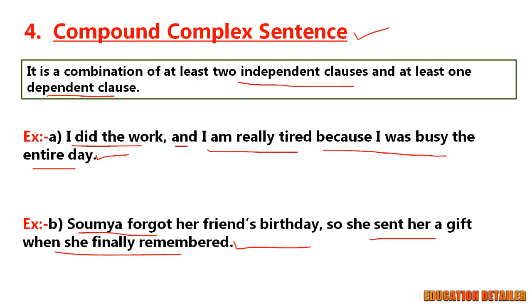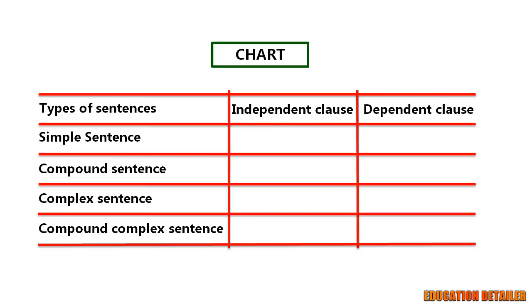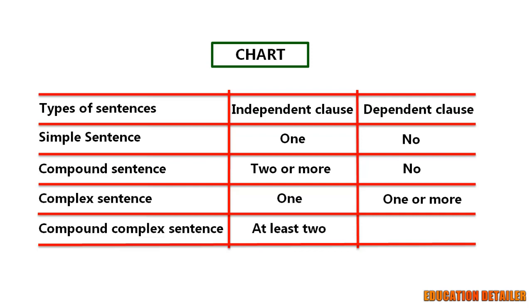Now let me show you quickly the chart of types of sentences. A simple sentence has only one independent clause, no dependent clause. A compound sentence has two or more independent clauses. It doesn't have any dependent clause, like a simple sentence. Complex sentence has one independent clause and one or more dependent clauses. Last, compound complex sentence has at least two independent clauses and at least one dependent clause.